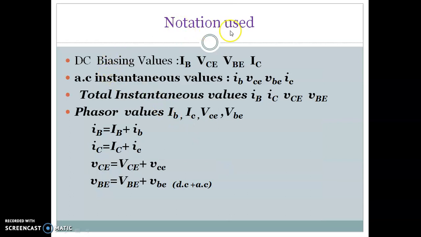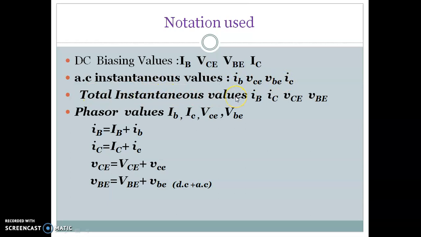So the notation we are going to use in the continuing lectures: your DC biasing values are always given by a capital letter with a capital letter subscript. That is how we denote the DC operating values. Then your AC instantaneous values are given by small letters, because it is only the AC component we represent with small letters.